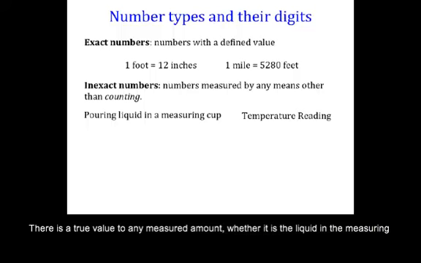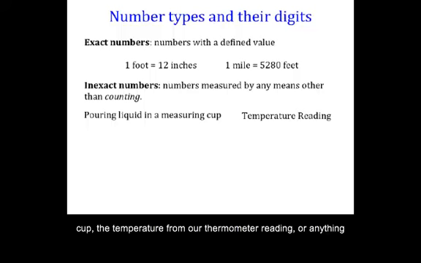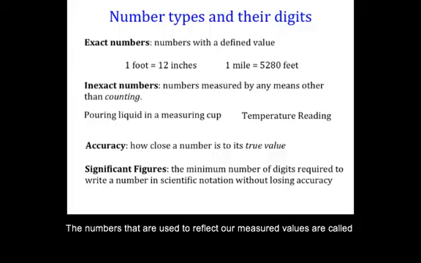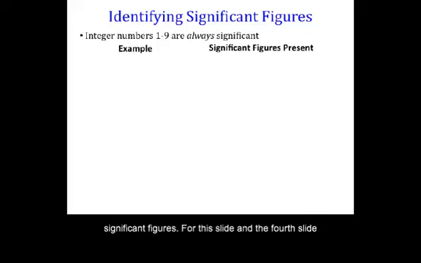There is a true value to any measured amount, whether it is the liquid in the measuring cup, the temperature from our thermometer reading, or anything else we may choose to measure. How close our measured value is to the true value is called accuracy. The numbers that are used to reflect our measured values are called significant figures. For this slide and the fourth slide, we shall focus only on identifying the correct number of significant figures.